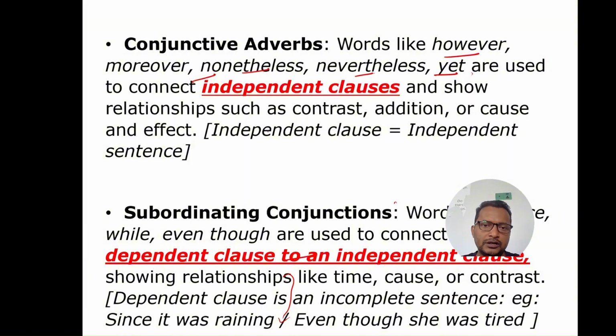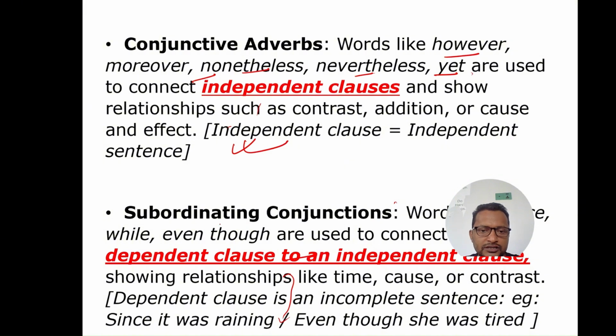Conjunctive adverbs are used to show contrast, addition, cause or effect. Generally, these come with an independent clause. So what is an independent clause? An independent clause is an independent sentence, which is already a complete sentence, right?